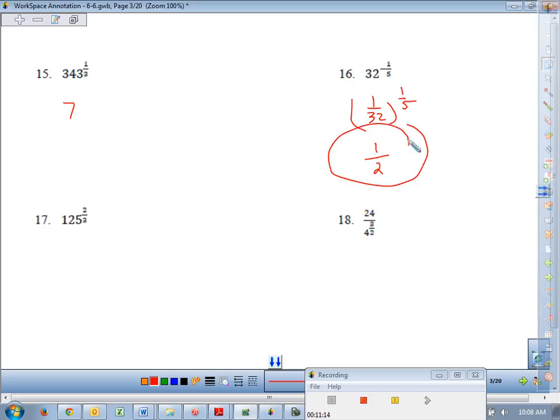17, no negative base, so we can do it. No negative exponents, no flipping. What do I do first? Square the 125 or take the cube root? Because honestly, it doesn't matter. But if you were doing this with no calculator, what would you like to do? Take 125 and square it and then take the cube root of that number? Or would you like to take the cube root of 125 first? Always do the root first. What's the cube root of 125? 5. Put the squared there still, and then 25 is our answer.